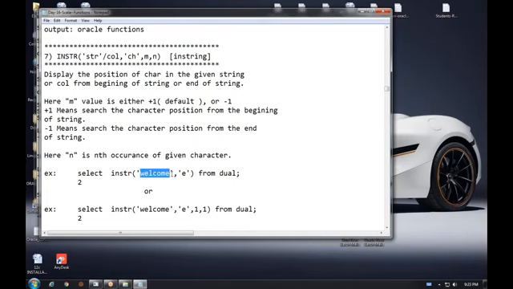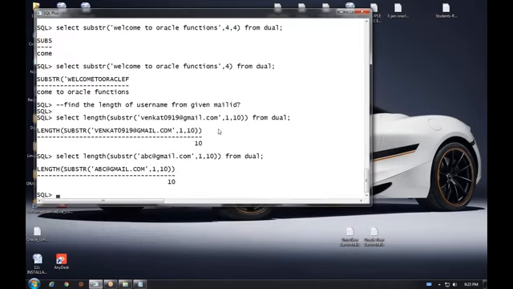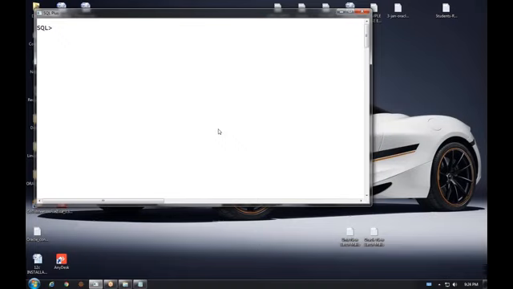So welcome. I want to find out E. Actually, in two positions we have E. Which position you need? First position or second position? That is decided by N. Come to here. What is INSTR? To find out the nth occurrence of a given character, either from beginning or ending. This is your string. We are using INSTR of welcome to Oracle functions.